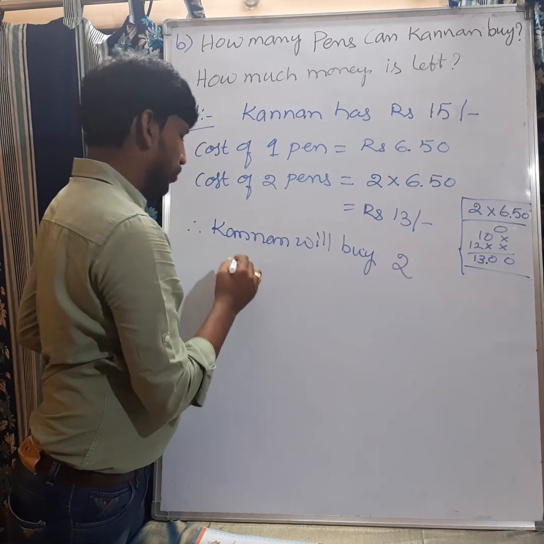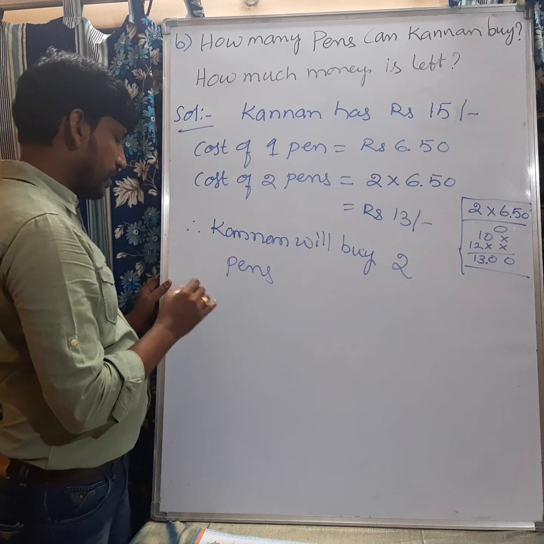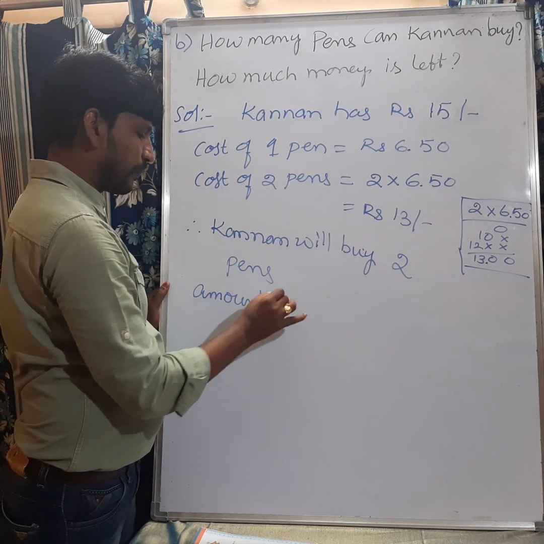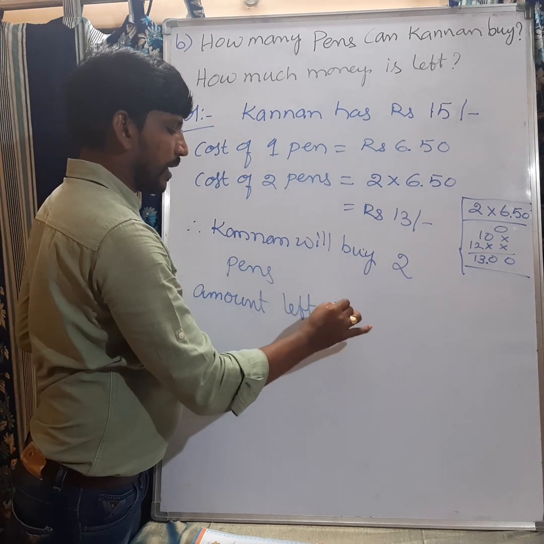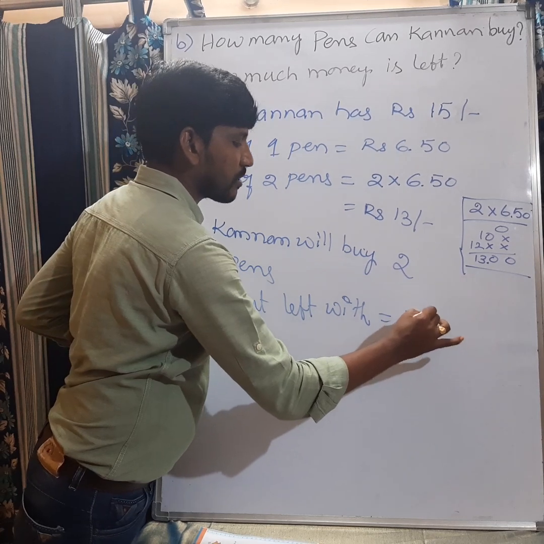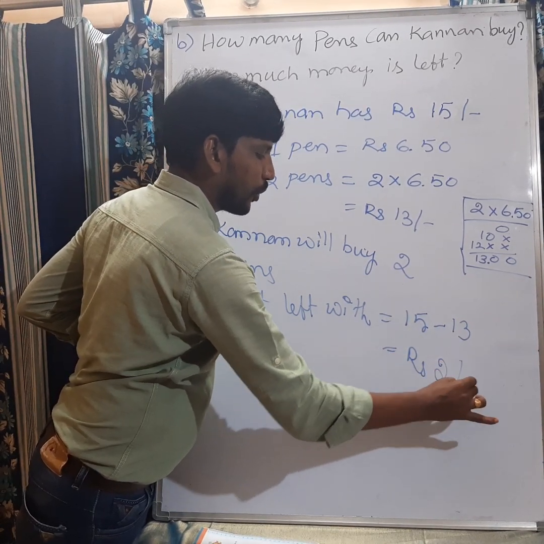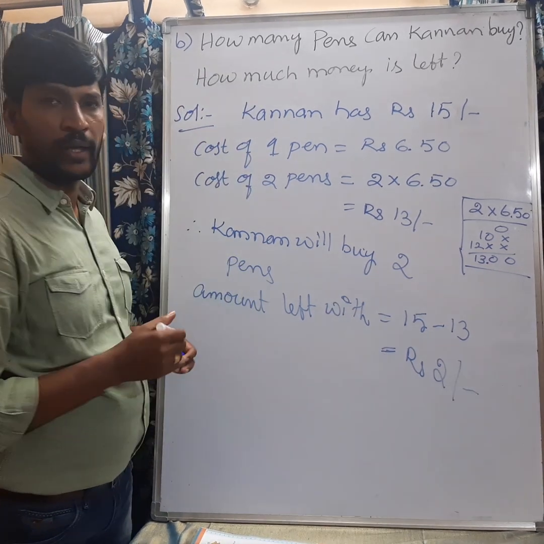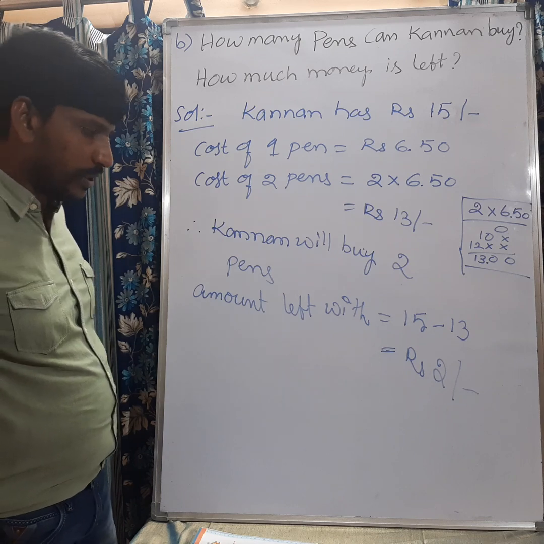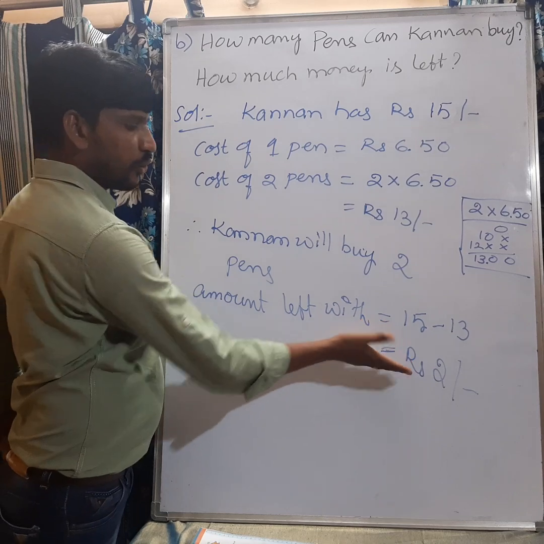And how much amount is left with Kannan? The amount left with Kannan after buying the pens is equal to 15 rupees minus 13 rupees, which is 2 rupees. 2 rupees is left with Kannan. Clear, my dears? So how much money is left? That is 2 rupees only.